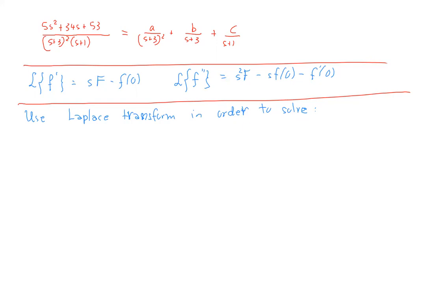So let's do y double prime plus y is equal to e to the t. Why don't we do this? And then let's say that y of 0 is 1 and y prime of 0 is 0. Okay, let's solve this initial value problem. Does anybody have any questions before I proceed with the solution based on the theory of the Laplace transform?